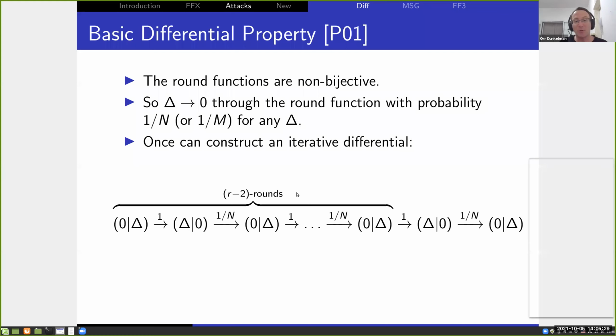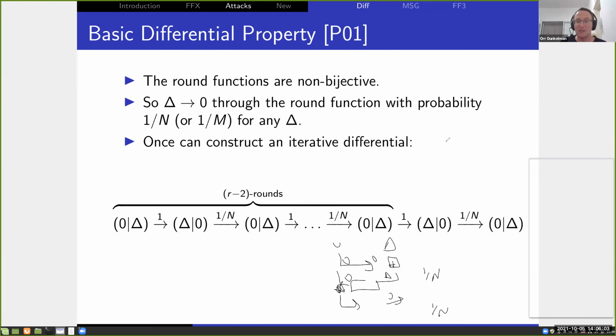So this allows me to build an iterative differential. Think of someone starting with a 0 difference here and a delta here. And here, let's say the first round function is like that. So a 0 input difference will always cause a 0 output difference. The delta here is going to have, with probability 1/n, output difference 0. So this 0 maintains. And then again, 0 goes in, 0 goes out. Delta goes in, 0 goes out with probability 1/n.